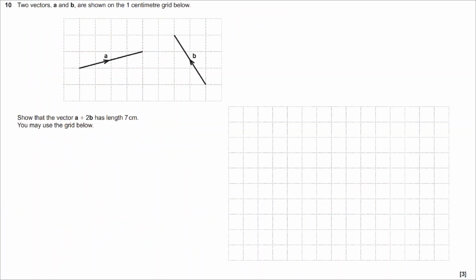Question 10. We've got two vectors A and B. Vector A and vector B are shown on the grid. Show that the vector A plus 2B has a length of 7. Now, first of all, let's write the vectors. Just so we know, the top number in a vector is horizontal movement, to the right is positive and to the left is negative. The bottom number is vertical movement, up is positive, down is negative.